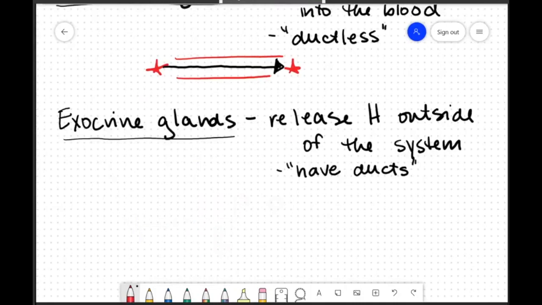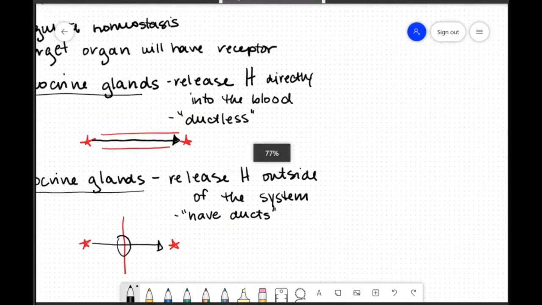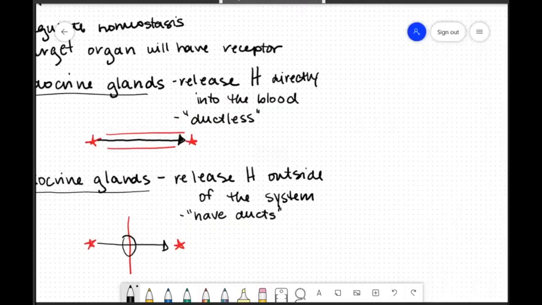So if a hormone is produced here and needs to go here, but there is a barrier, for this hormone to go through it is going to go through some sort of door or opening. An exocrine gland still releases the hormone, but it releases it outside of the system. Some examples of exocrine glands are the testes and ovaries. These both produce hormones that will be released outside of the actual blood supply.